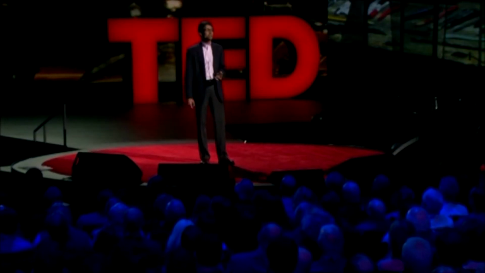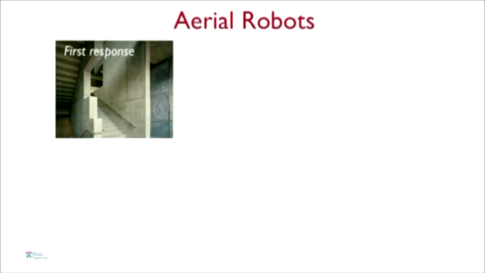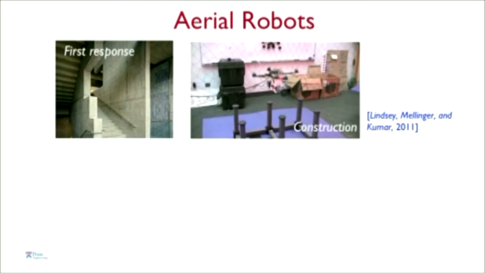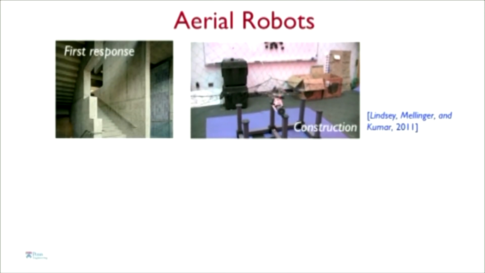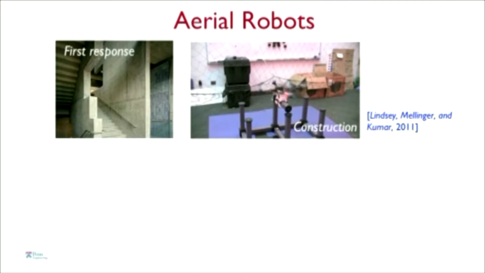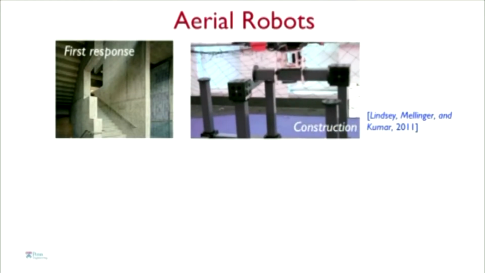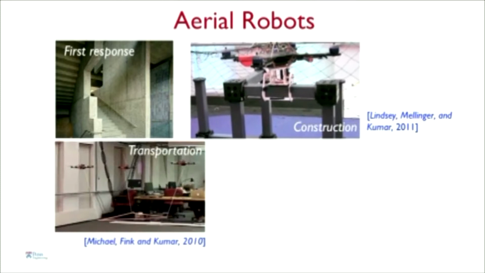Well, robots like this have many applications. You can send them inside buildings like this as first responders to look for intruders, maybe look for biochemical leaks, gaseous leaks. You can also use them for applications like construction. So here our robots are carrying beams, columns, and assembling cube-like structures. I'll tell you a little bit more about this.